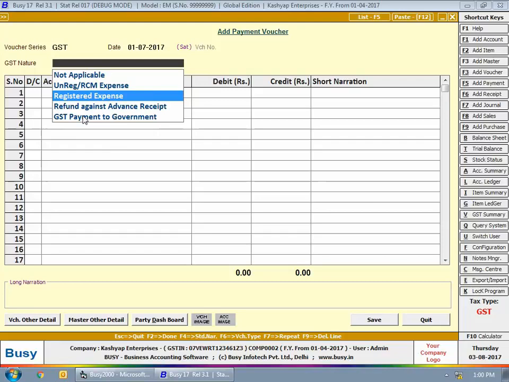Next is refund against advance receipt and GST payment to government. We'll not discuss these options in this presentation.